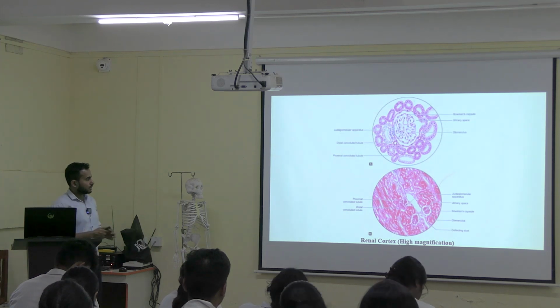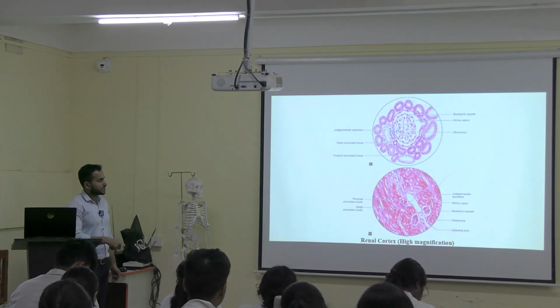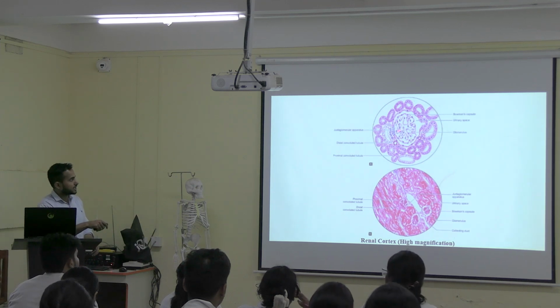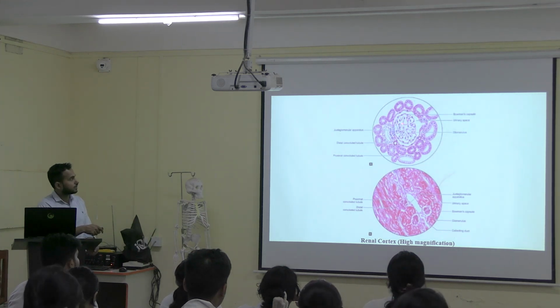Next, the PCT and DCT, we have to identify them the same way, okay, under high power high magnification. Now this is the renal cortex under high magnification. So this is the schematic diagram, this is the original image. In the schematic diagram you can see what you have to identify.